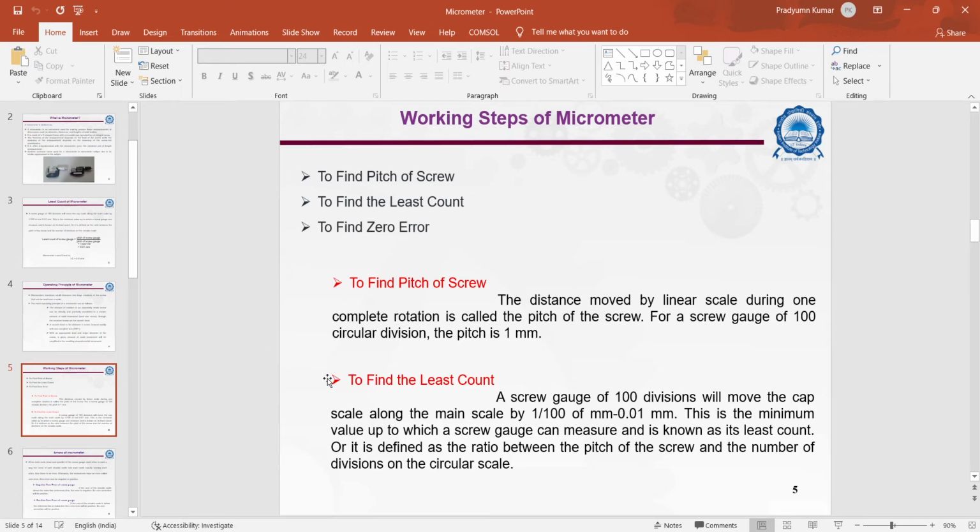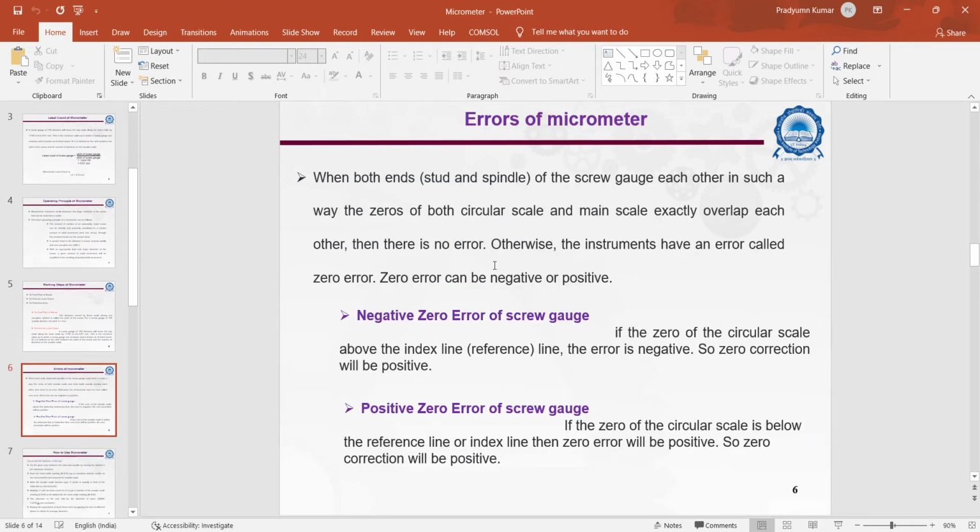To find the least count, a screw gauge of 100 divisions will move the cap scale along the main scale by 1 upon 100 of a mm, that is 0.01 mm. This is the minimum value up to which a screw gauge can measure, and it is known as its least count, or it is defined as the ratio between the pitch of the screw and the number of divisions of the circular scale. What is the error of a micrometer?